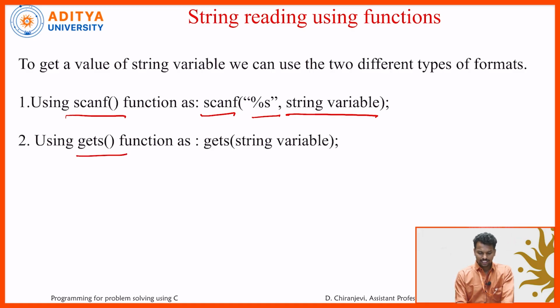And the second method is gets. Simply, you can use the ampersand also, no issue, but you can skip that. So for gets, you simply need to write gets, then specify the string variable name, that is string name. So by using these methods, we can read the string values.